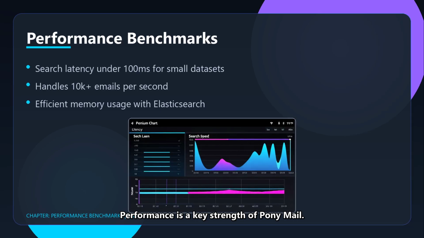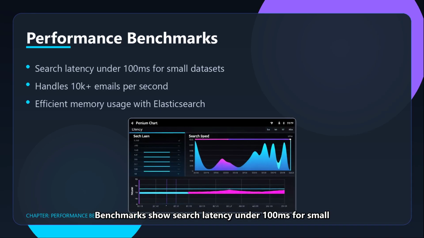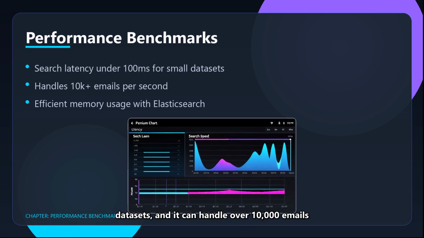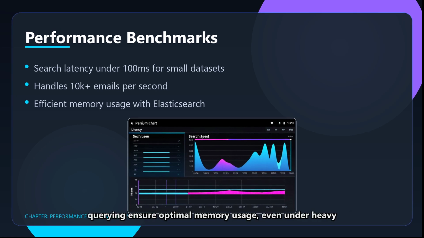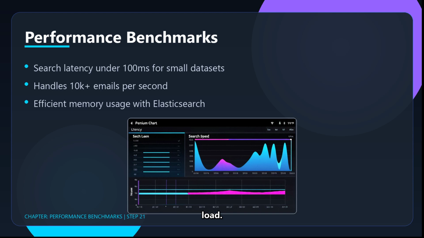Performance is a key strength of Pony Mail. Benchmarks show search latency under 100 ms for small datasets, and it can handle over 10,000 emails per second during ingestion. Elasticsearch's efficient indexing and querying ensure optimal memory usage, even under heavy load.